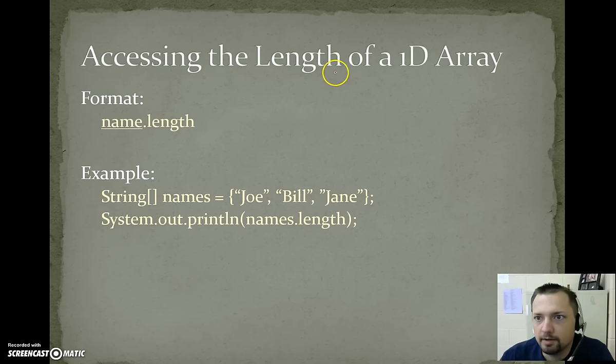Accessing the length of a 1D array: whatever the name of the array is, dot length. So if we have that same example, names, and we have 0, 1, 2, a lot of people mess up and say, oh, the length is 2. The length is not 2. There's actually 3 items in that list. Here, Joe is 1, 2, 3. So we have 3 different items: Joe, Bill, Jane. There's 3 of them. So this would output 3, not 2. Their locations are 0, 1, 2.